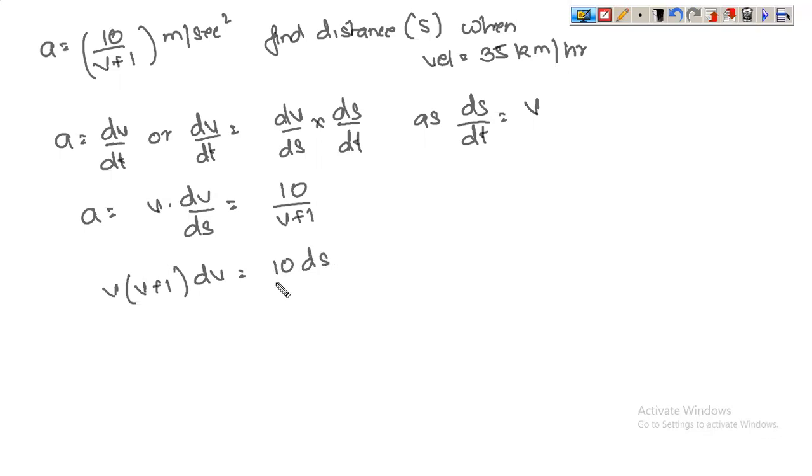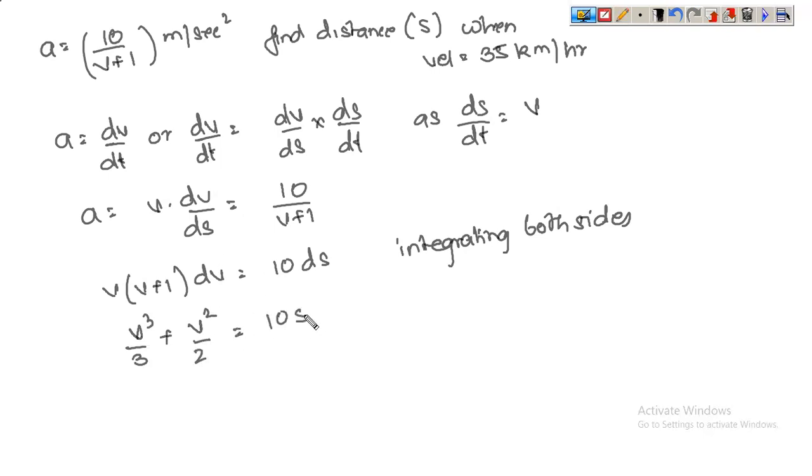So if you integrate both sides, what do you get? v cube by 3 plus v square by 2 is equal to 10s plus c. Now, c is the constant of integration. At s is equal to 0, you have v is equal to 0. So if you put this, you get c is equal to 0. So you need to find out the constant of integration also.